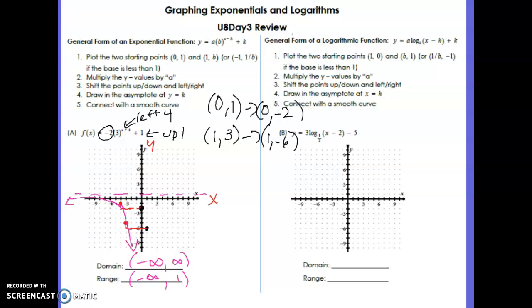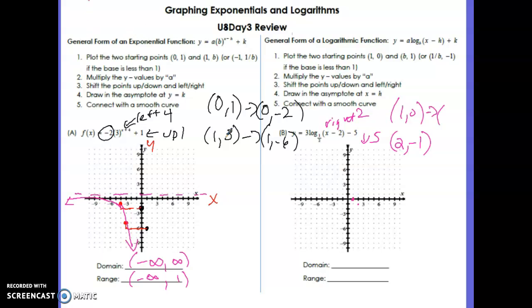All right, next problem. Our original two points for a logarithmic function are at 1, 0, and I usually do the reciprocal of 1/2, so we can just have nice whole numbers. So the reciprocal of 1/2 is 2, and then that would be at -1 rather than 1. So where are those points going? They're going to go right 2 and down 5. So 1, 0.